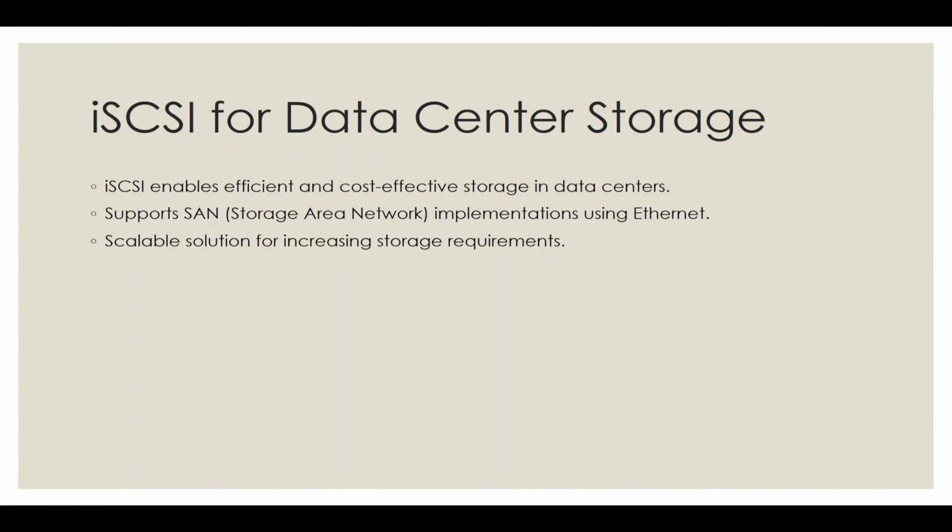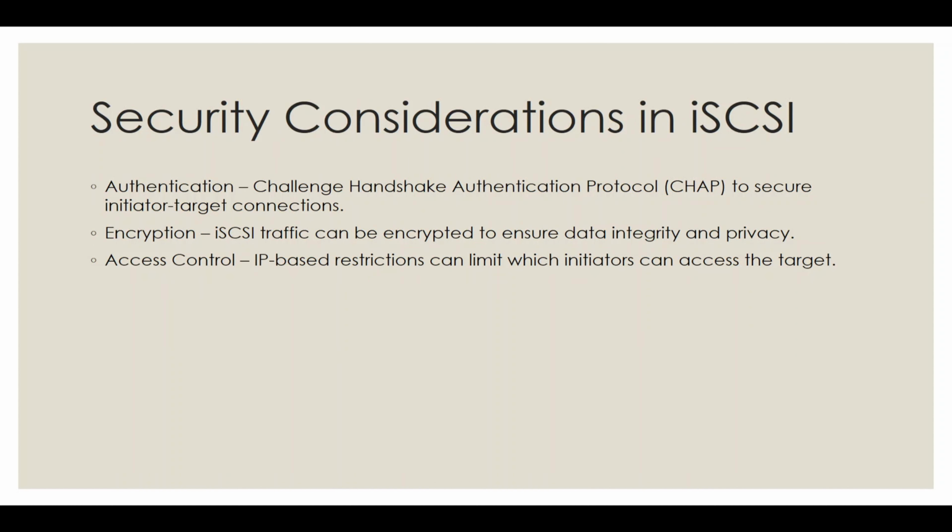While iSCSI is a flexible and cost-effective solution, security is a critical concern, especially when transmitting data over a network. iSCSI supports authentication using CHAP to ensure that only authorized initiators can connect to a target. Additionally, traffic can be encrypted to protect sensitive data from being intercepted. Finally, access control can be implemented through IP-based restrictions to control which devices can communicate with the iSCSI target.